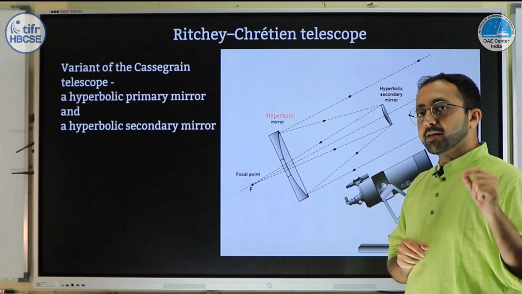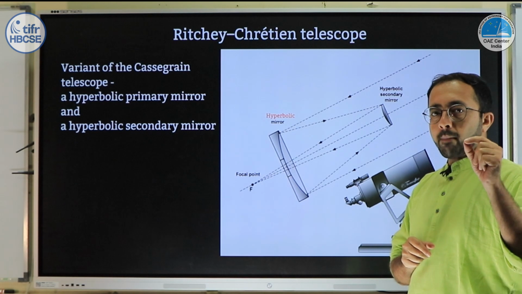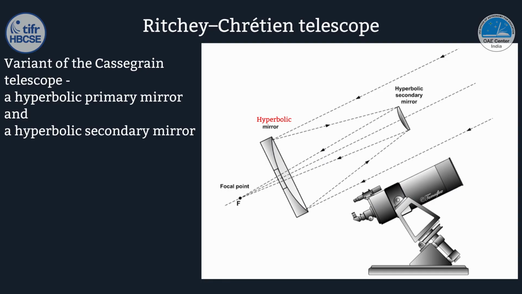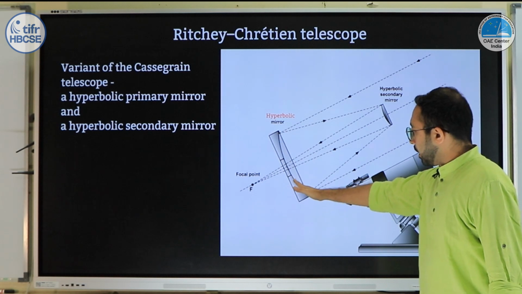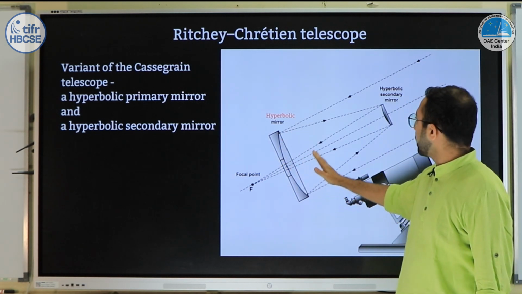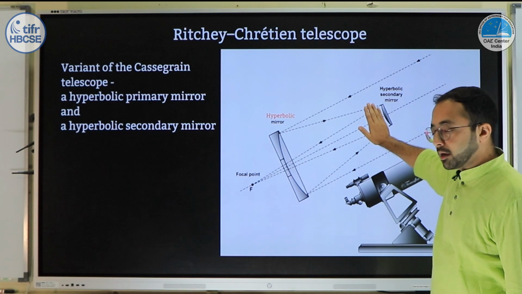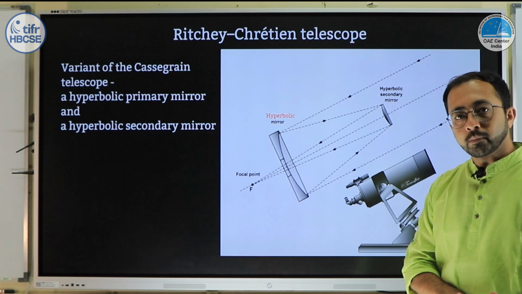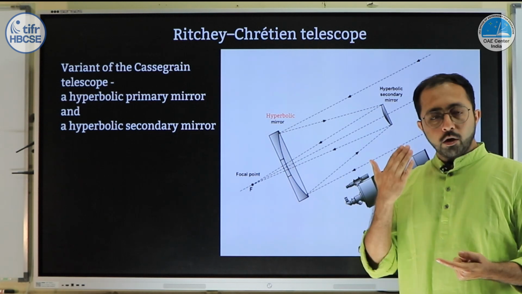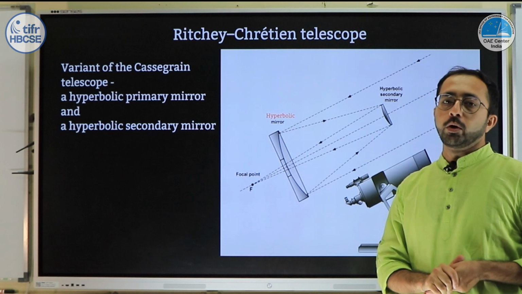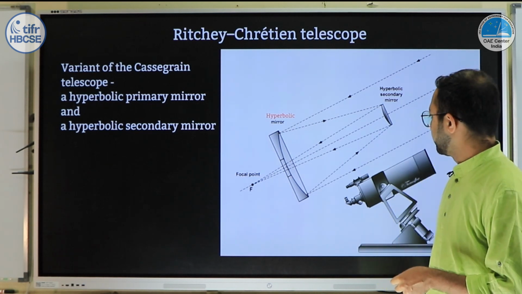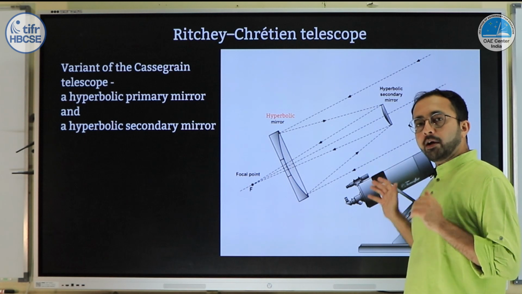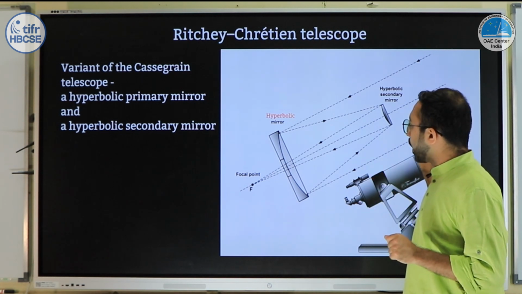It is basically the Cassegrain telescope with a minor difference, and that is that the primary mirror is no longer a parabolic mirror but a hyperbolic mirror. So now you have two mirrors, a hyperbolic mirror as the primary mirror and a hyperbolic mirror as the secondary mirror, and the design remains the same just like the Cassegrain telescope. The advantage, as we saw, is reduced coma and an effectively higher field of view. So this is a very important design and you will shortly come to know why.